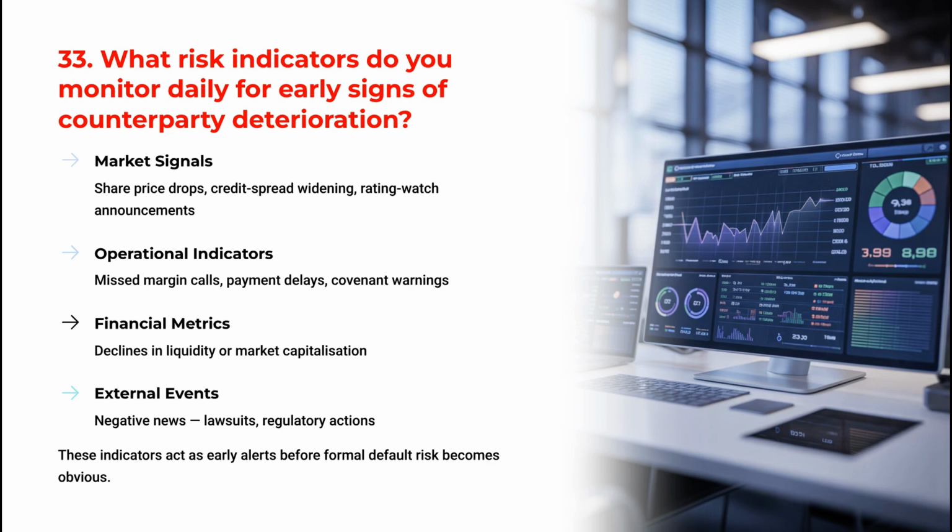What risk indicators do you monitor daily for early signs of counterparty deterioration? Daily signals include share price drops, credit spread widening, rating watch announcements, missed margin calls, declines in liquidity or market capitalization. Negative news, lawsuits, regulatory actions, payment delays, covenant warnings. These indicators act as early alerts before formal default risk becomes obvious.